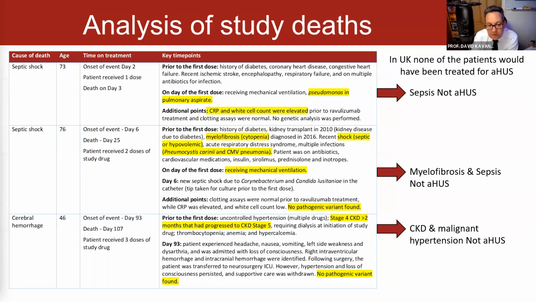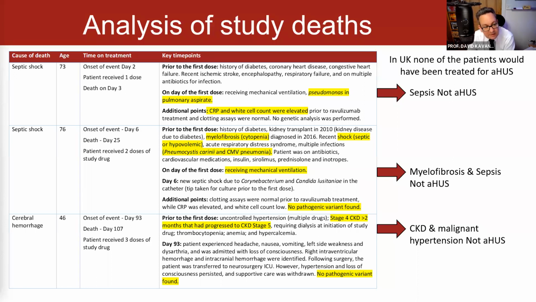This case very much looks like a septic case rather than atypical aHUS. It's unusual to get this sort of chest infection, elevated white cell count and CRP in the setting of atypical aHUS. So this didn't look like atypical aHUS, it looked like sepsis. We don't know if there was any genetic analysis on that. No, there was no genetic analysis on this, but you would not expect a 73-year-old presenting with sepsis to have anything to suggest atypical aHUS.